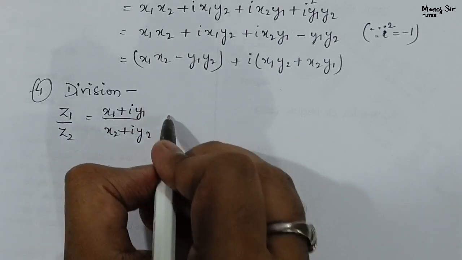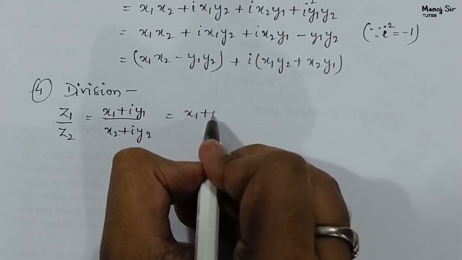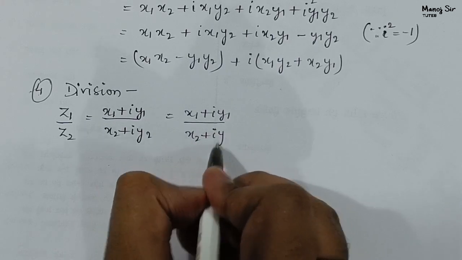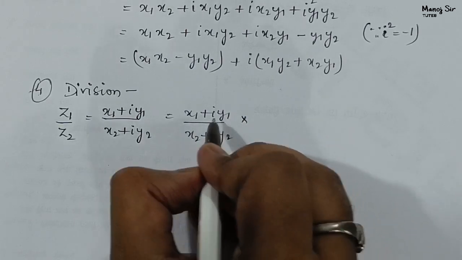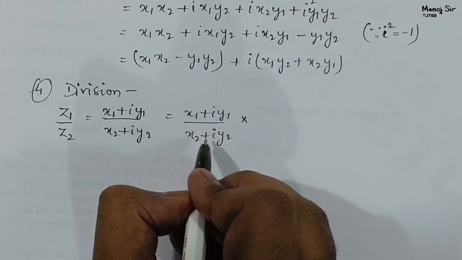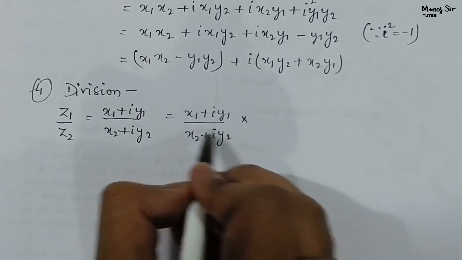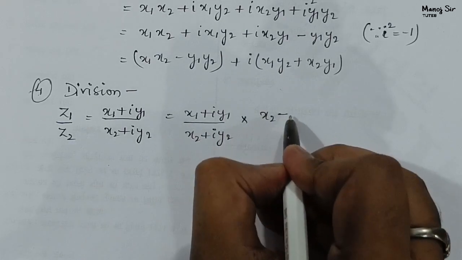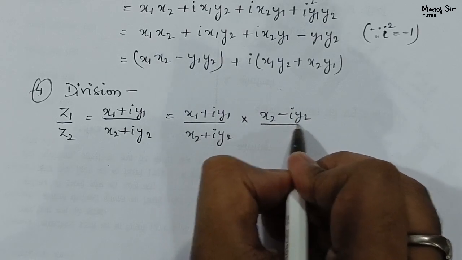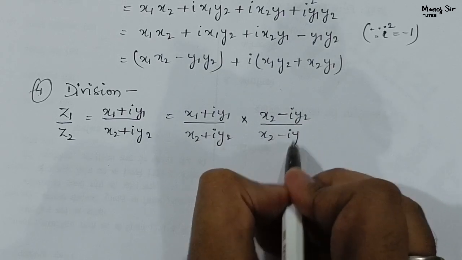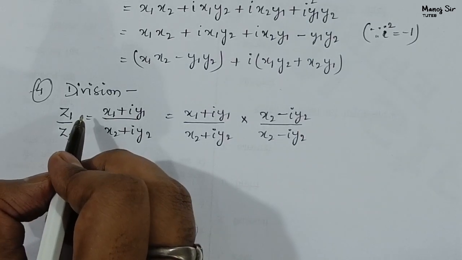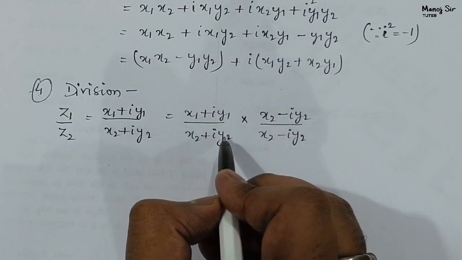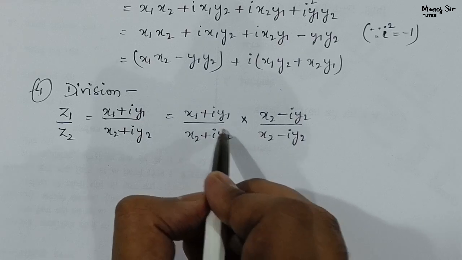Let me write this. That is x1 plus I times y1 upon x2 plus I times y2. Now here we are multiplying numerator and denominator with the conjugate of this denominator, that is x2. Here we have a positive sign, so we will write a negative sign: x2 minus I times y2 upon x2 minus I times y2. Whenever we are finding the division of any two complex numbers, we need to multiply numerator and denominator with the conjugate of the denominator part.